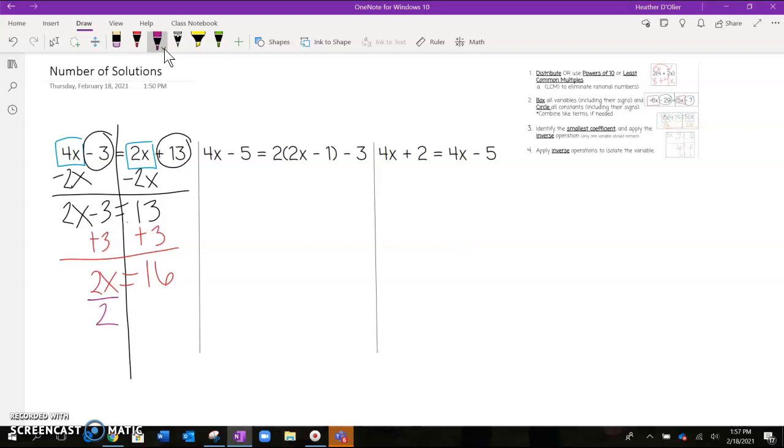So I'm dividing both sides by 2. There it goes. And I get that x equals 8. Okay, that's a normal problem. We've been solving them like that, and we've ended up with one answer, x equals 8 in this case. But sometimes that doesn't happen.